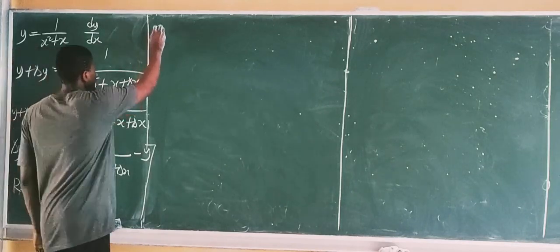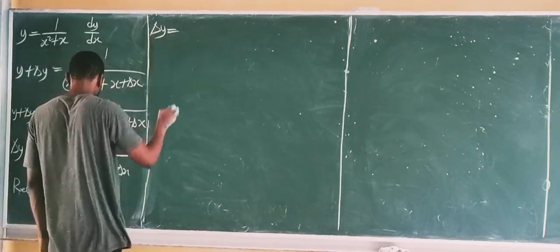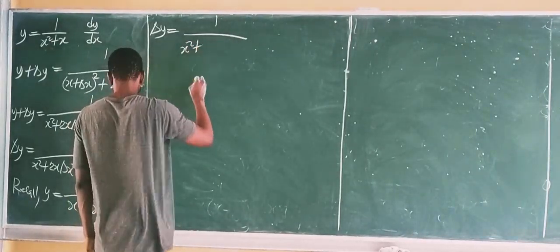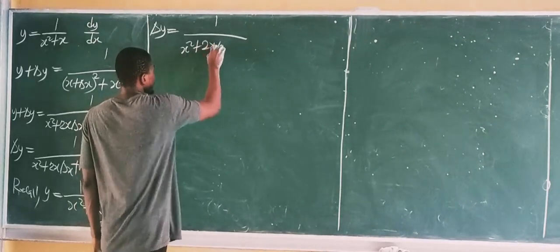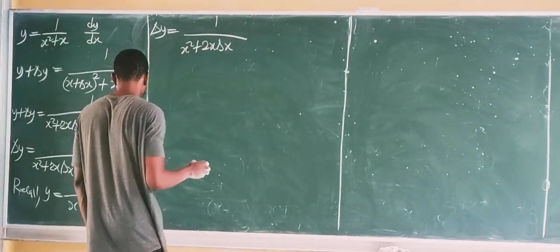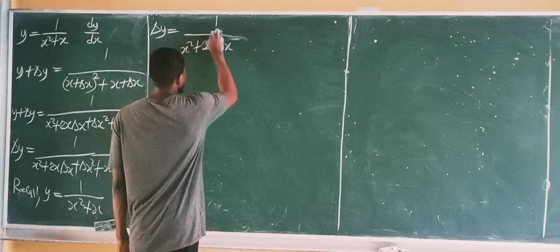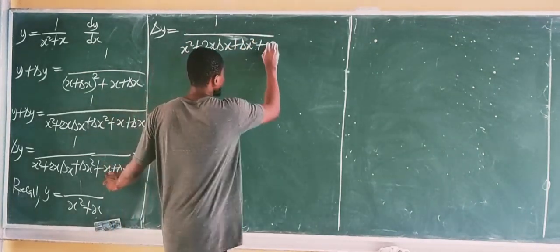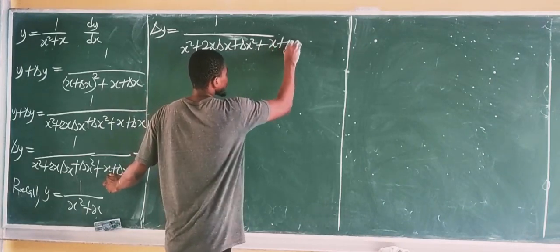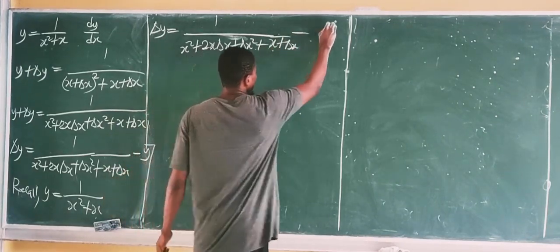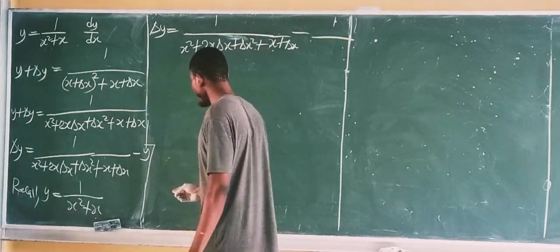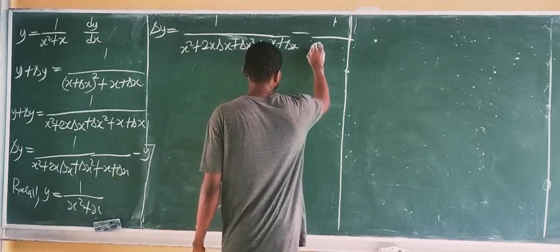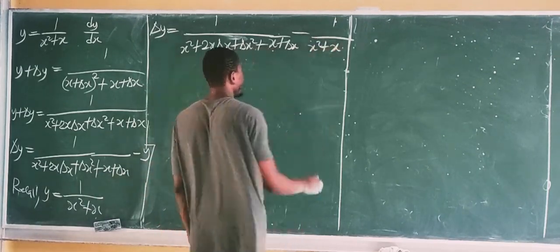So I have change in y is now equal to 1 all over x squared plus 2x change in x plus change in x squared plus x plus change in x, minus 1 all over, in place of y, I will simply write 1 over x squared plus x. So this is x squared plus x.